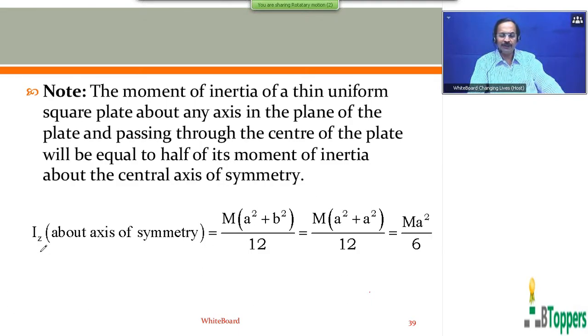So I have given the calculation for moment of inertia of square plate about central axis of symmetry. As explained, Iz means moment of inertia of the square plate about the axis passing through the center of the square plate and perpendicular to its square faces can be found by using the formula m into a square plus b square by 12. You have to take b square equal to a square. So that comes out to be ma square by 6. So those who are writing the notes, they can take a pause and finish writing the notes.